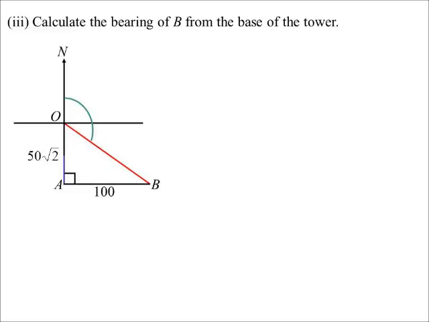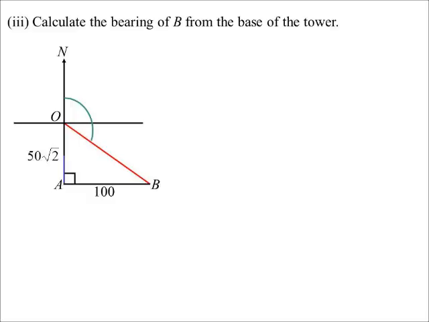Oh, the bearing. Calculate the bearing from the base of the tower. Okay, so if we look down on our problem, put the compass at O, because it's the bearing from the base of the tower. B's over there. We've worked out that to be 100, that to be 50 root 2. It's a right angled triangle.